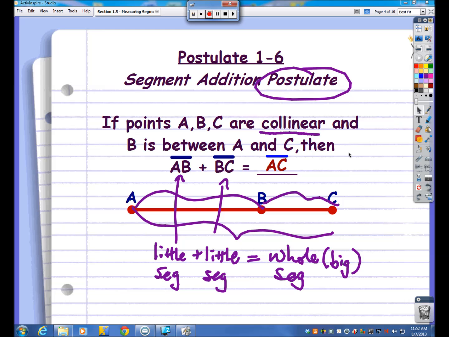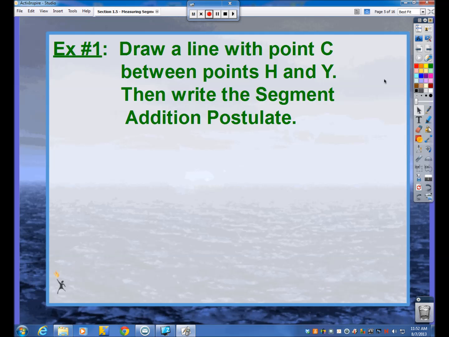But we're going to start to implement this more in a way that maybe you just think about in your mind and you just bypass it. You don't really consider it, okay? So here's an example. Let's draw a line with point C between points H and Y. Then write the segment addition postulate, okay? And we will use this name, the segment addition postulate, specifically later in the second semester when we do proofs.